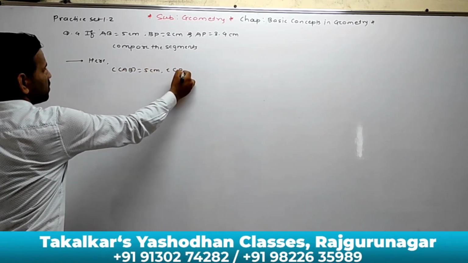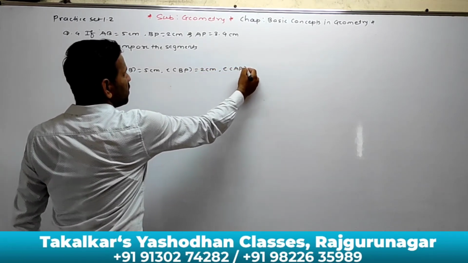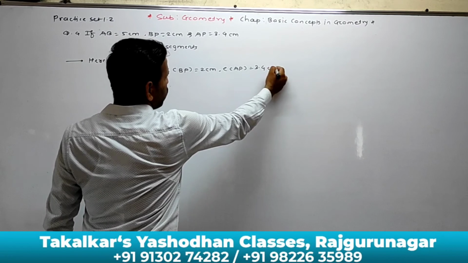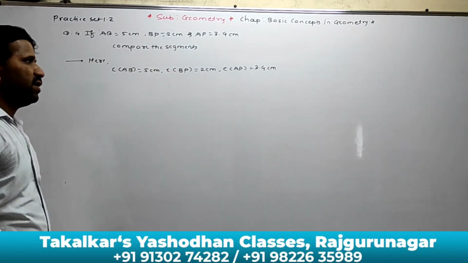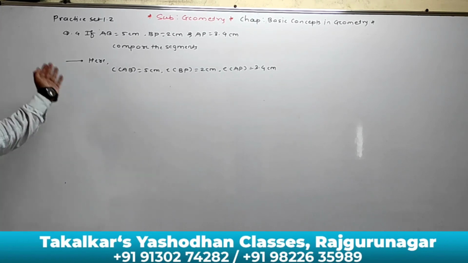Length AB 5 cm, length BP 2 cm, length AP 3.4 cm. Is it clear? Now write them in the ascending order from smaller to bigger.